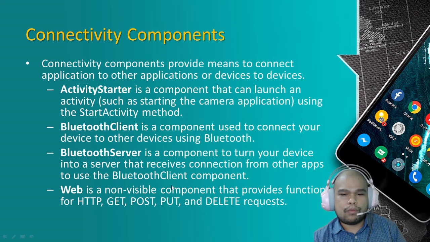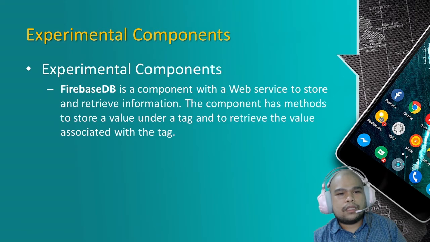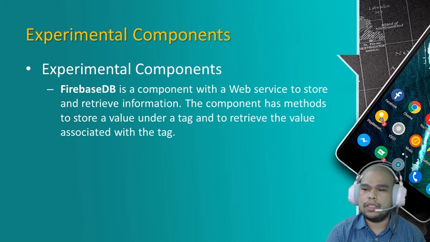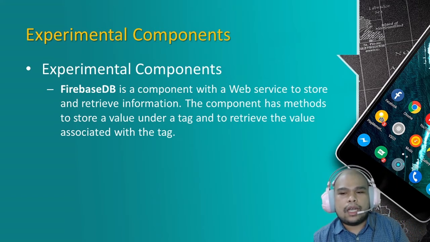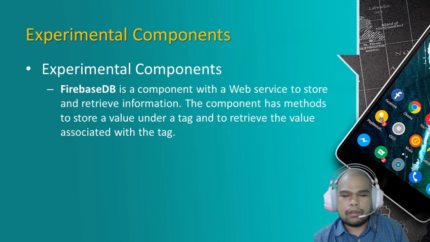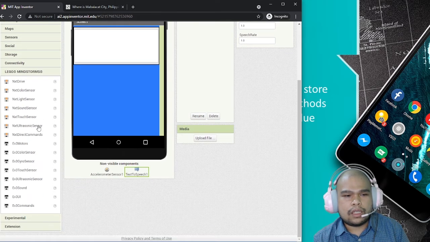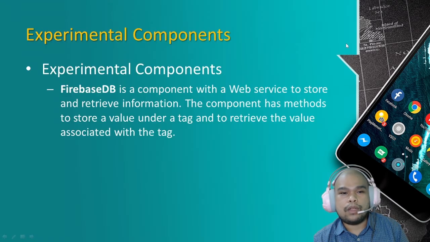It's a non-visible component that provides functions for HTTP GET, POST, PUT, and DELETE requests. Okay? So those are the different components na meron tayo. Some of the components na I've shown you kanina, hindi ko na isinama dito, particularly the Mindstorms, kasi we won't be able to demonstrate naman yung sa Mindstorms, since these are different types of sensors, let's say EV3 motor. Wala naman tayong mga gagamitin na physical devices dito for the demonstration of this. Okay, so those are the different components na meron tayo for MIT App Inventor, guys.